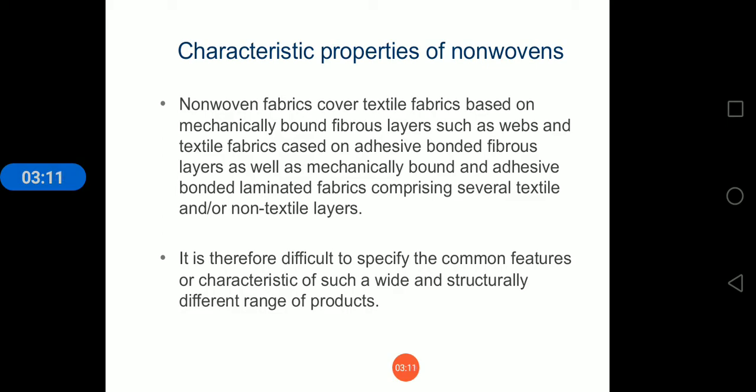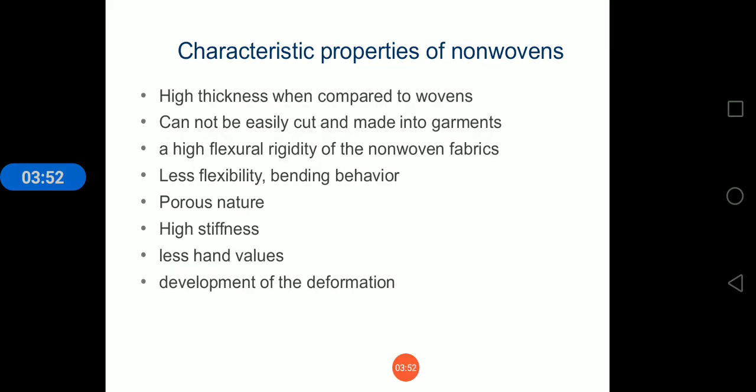Characteristic properties of non-wovens: non-woven fabrics cover textile fabrics based on mechanically bonded fibrous layers such as webs, and textile fabrics based on adhesive bonded fibrous layers, as well as mechanically bound and adhesive bond laminated fabrics comprising several textile and non-textile layers. It is therefore difficult to specify the common features or characteristics of such a wide and structurally different range of products.